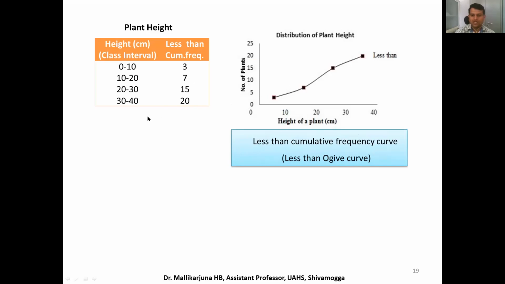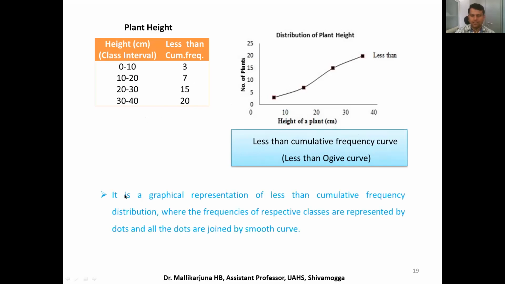This diagram is the less than cumulative frequency curve. It is a graphical representation of the less than cumulative frequency distribution, where the frequencies of the respective classes are represented by dots and all the dots are joined by a smooth curve. Here, these are the dots. All the dots are joined by a smooth curve for the cumulative frequencies.